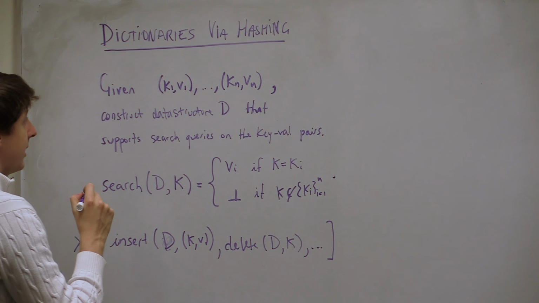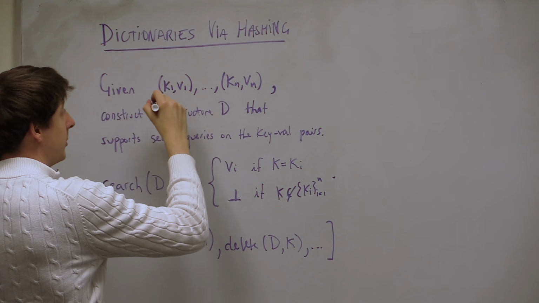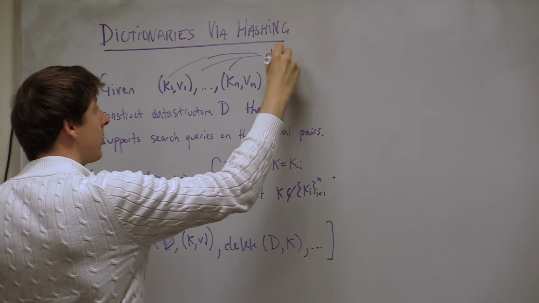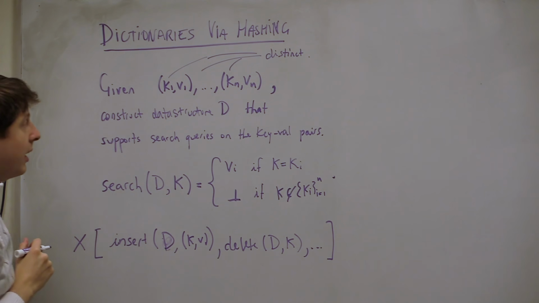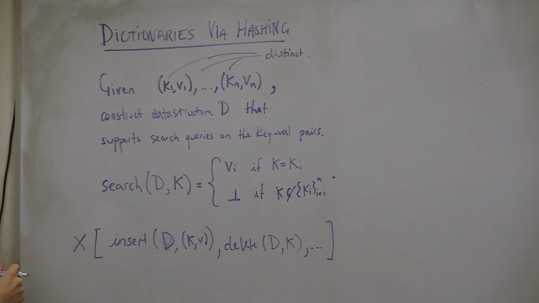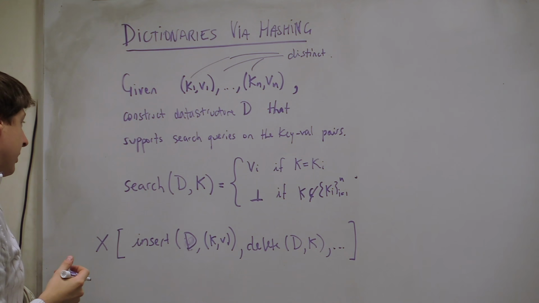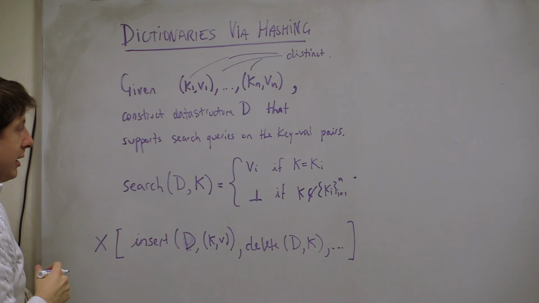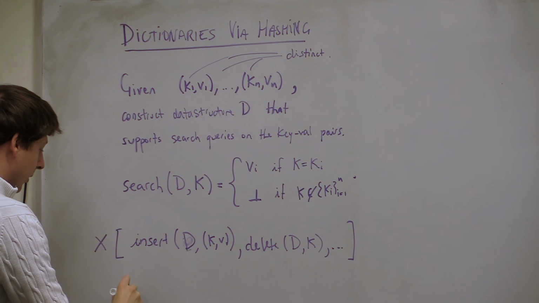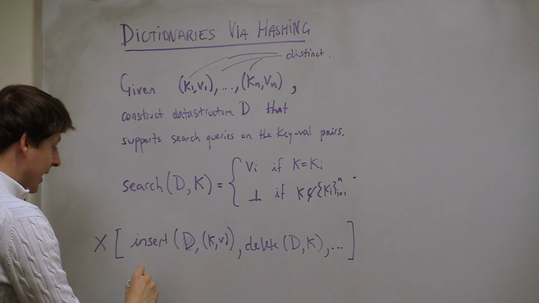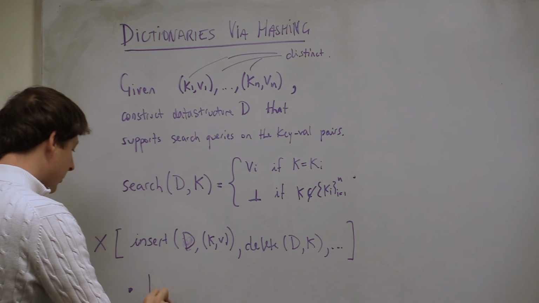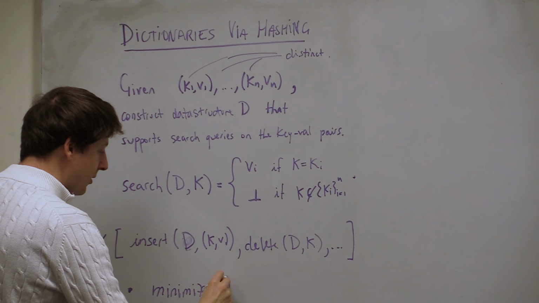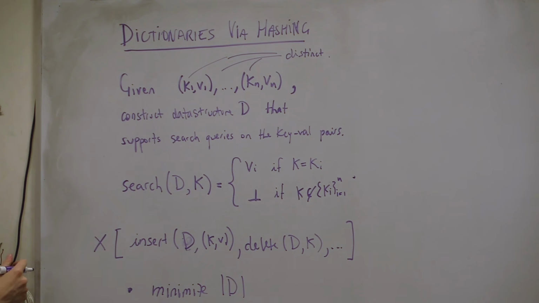Another important assumption is that all these keys are distinct. For each key, there is only one value. Now, what efficiency concerns do we have in mind for solving this problem? We have two. One is the size of the data structure. So we want to minimize the size of the data structure relative to the number of key value pairs.